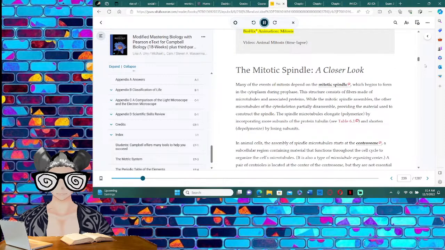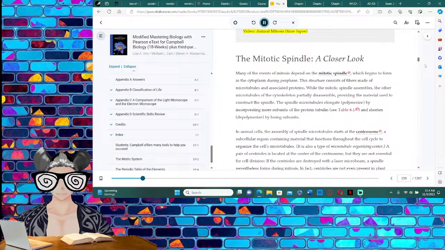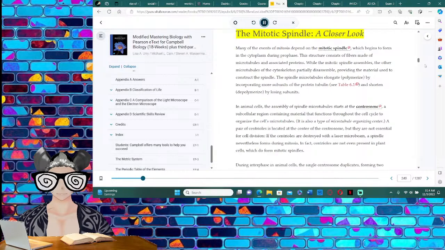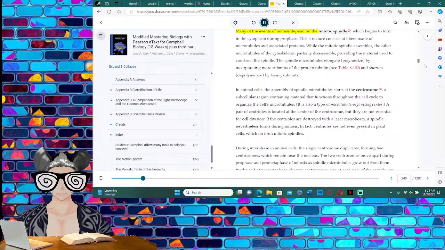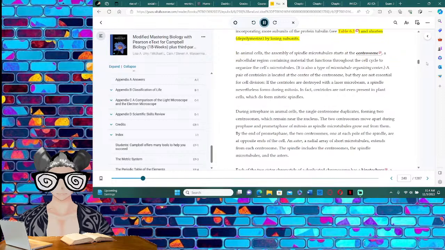BioFlix animation, mitosis. Video, animal mitosis, time lapse. The mitotic spindle, a closer look. Many of the events of mitosis depend on the mitotic spindle, which begins to form in the cytoplasm during prophase. This structure consists of fibers made of microtubules and associated proteins. While the mitotic spindle assembles, the other microtubules of the cytoskeleton partially disassemble, providing the material used to construct the spindle. The spindle microtubules elongate, polymerize, by incorporating more subunits of the protein tubulin, see Table 6.1, and shorten, depolymerize, by losing subunits.